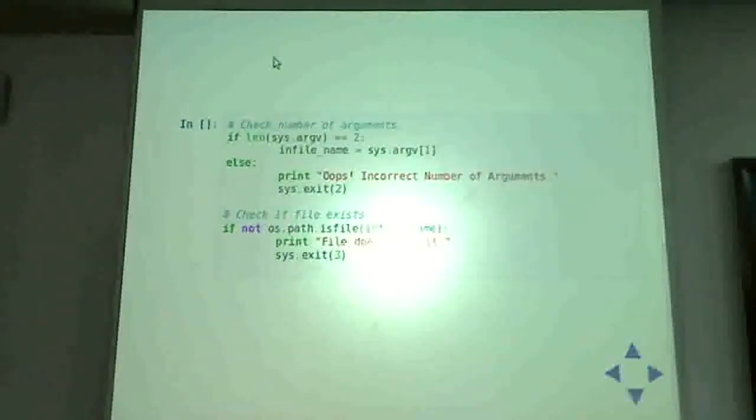So os.path.isFile accepts a string. It searches whether such a file exists. If the file exists, it says true. Now I want to do something if the file doesn't exist. That's why I negate the condition by putting a not. So if not os.path.isFile, infile name is the name of the file supplied by the user through the command line. I will just say print file doesn't exist, and this time exit with a different code, 3.